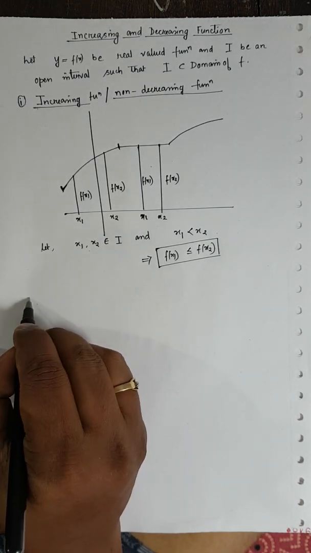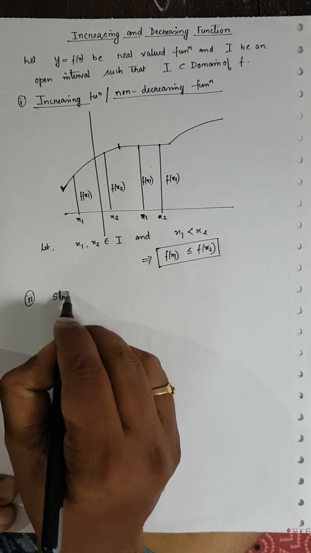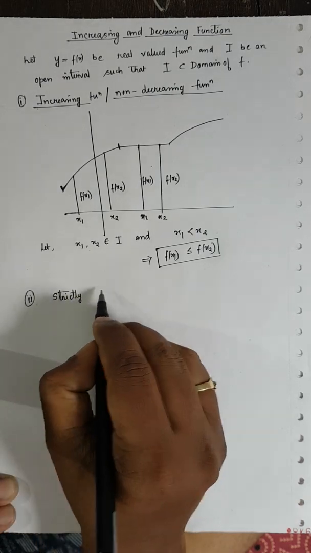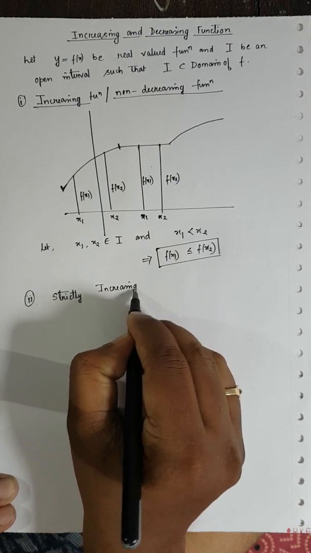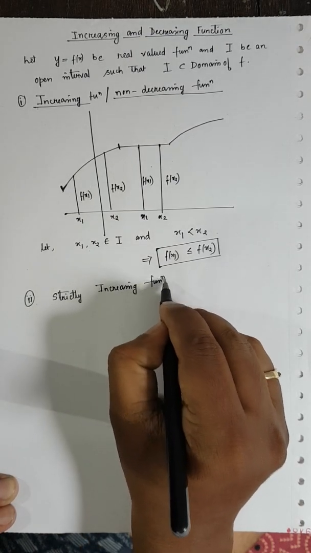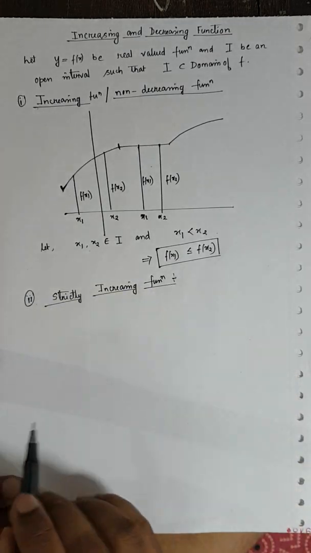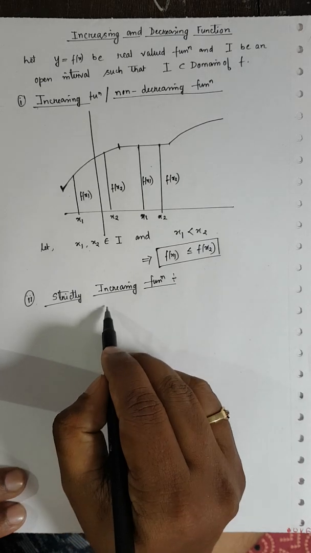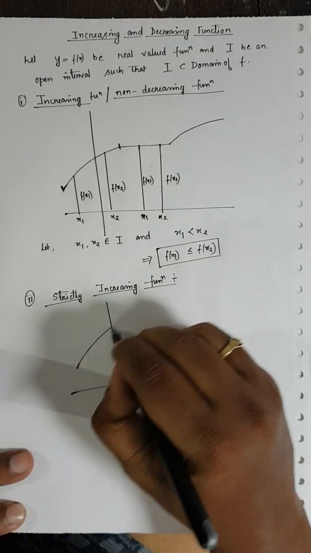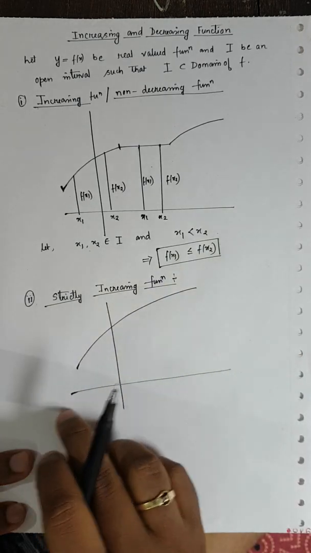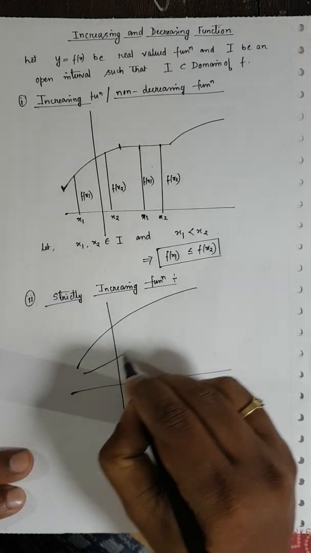Number 2, this is strictly increasing function. See, if I draw the graph, it is like this. This is a case of strictly increasing. As x increases, the corresponding y also increases, or like this.